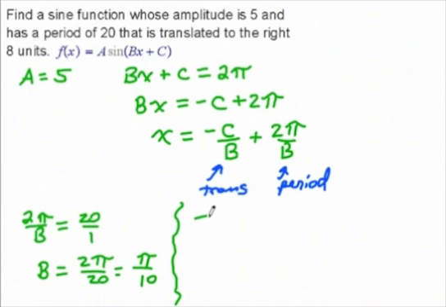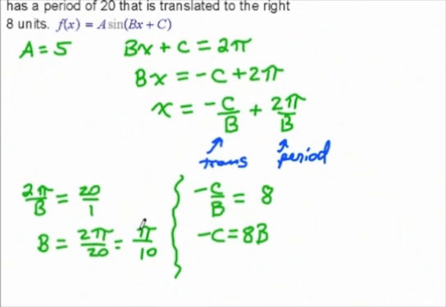And to find the translation, we're going to use the negative c over b, and we're going to set it equal to, it's translated to the right 8 units, and since it's going to the right, this is going to be positive. Remember, this is the number we add and or subtract from the graph. Alright, and then to solve for c, we're going to get negative c is equal to 8 times b. But I know what b is equal to, it's this pi over 10, so we're going to get negative c is equal to 8 pi over 10, and therefore c is going to equal negative 4 pi over 5.